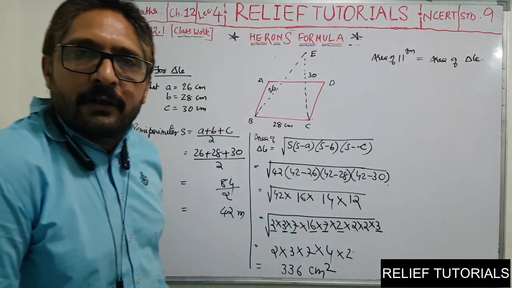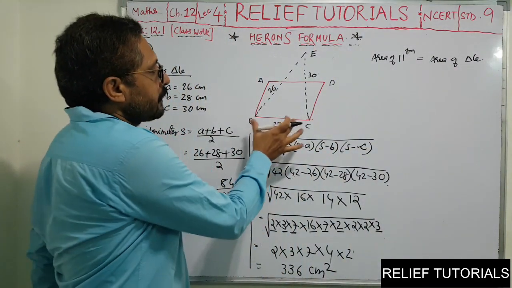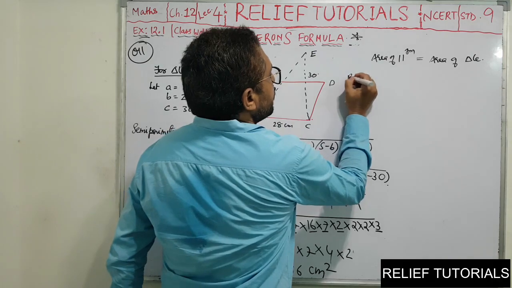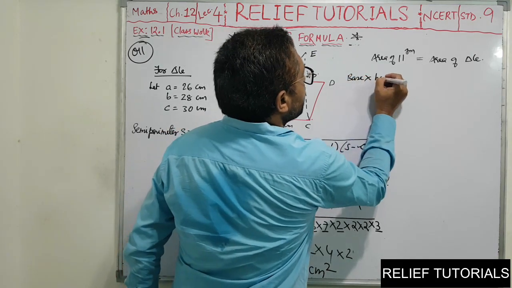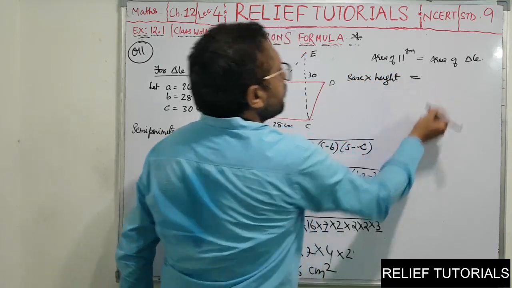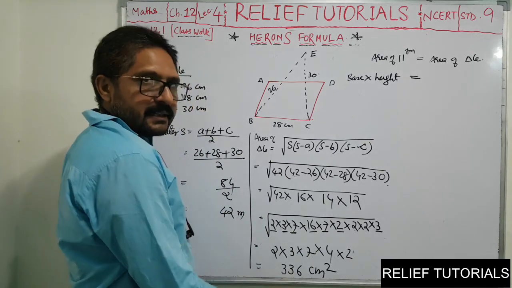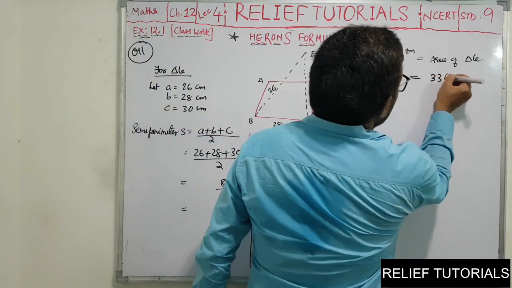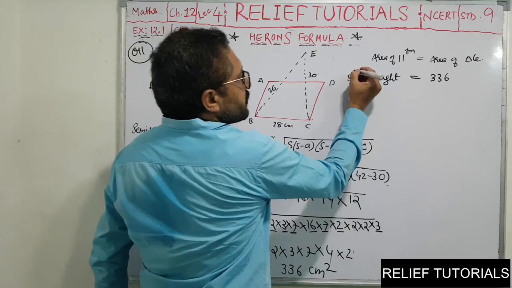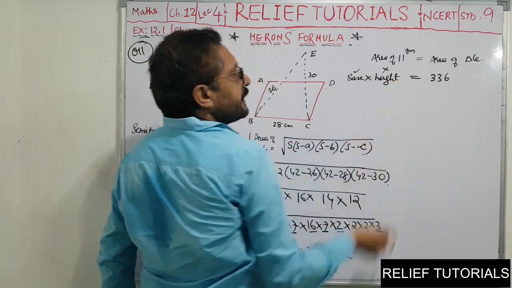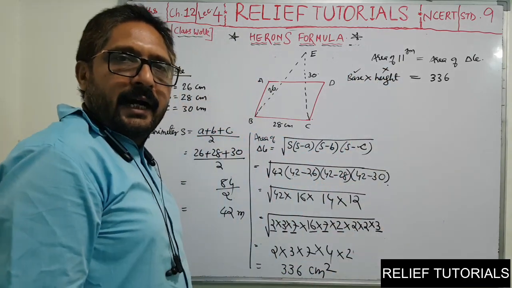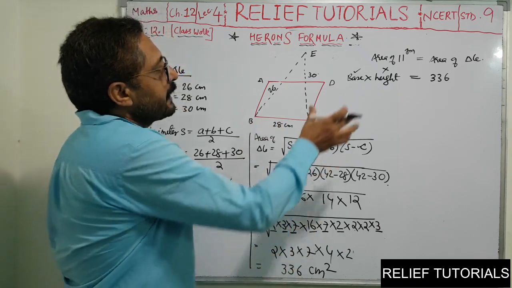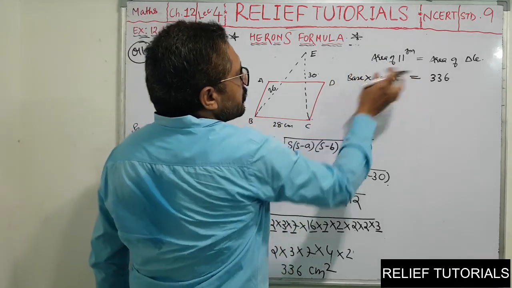And you know what is the formula for area of parallelogram? Area of parallelogram is base into altitude. So I can write here base into height or altitude, that is equal to area of triangle. And area of triangle is 336. So we got one equation, and in this equation we have base. We don't have height. So only one thing is unknown, height. So just by solving this you can find height. That's all.